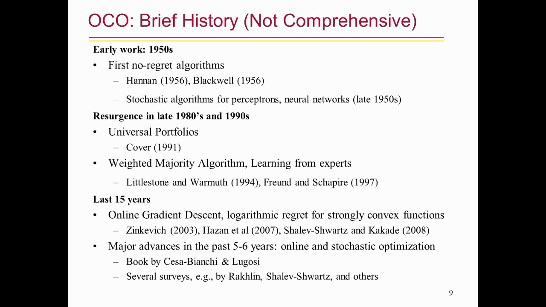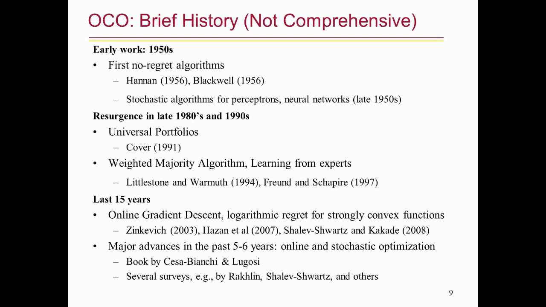Now, I'll give you a quick glimpse of the history. So these ideas have been around since the 1950s by James Hannan and David Blackwell. Some really seminal work they did back in the 50s. And also these ideas showed up in the context of perceptrons and neural networks. The earlier work, in fact, those are actually good examples. A perceptron is a good example of an online learning or stochastic descent algorithm. These ideas, people have gone back to these ideas several times in the literature.